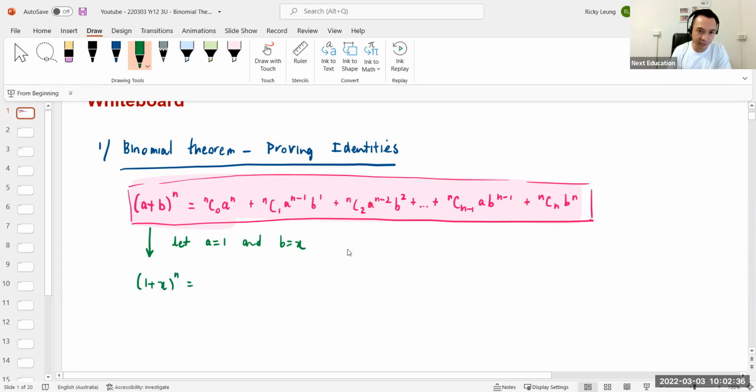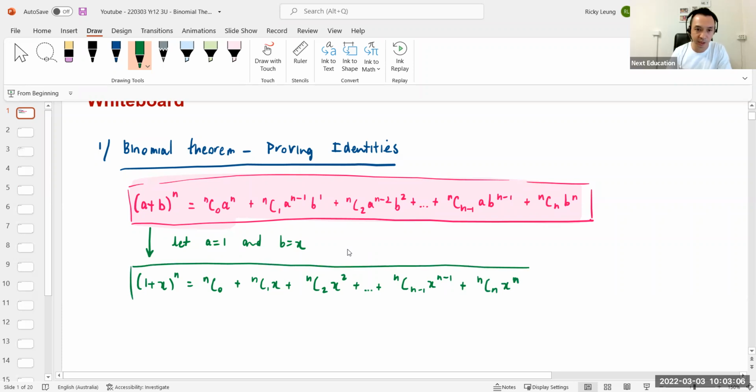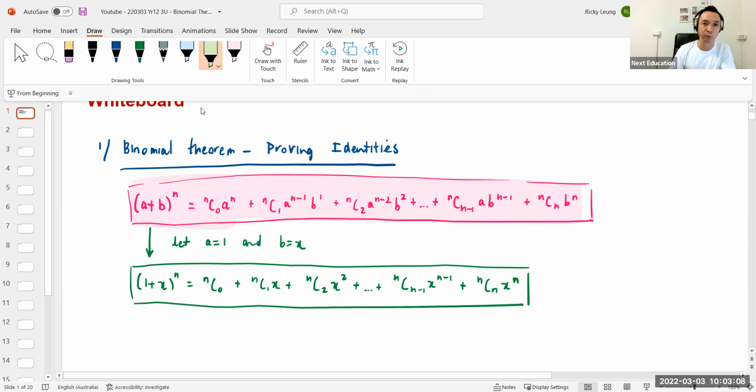So nC0, now a's gone, right, because that's 1. So let's just shortcut that process. nC1, now a's gone, b to power 1, so that's x, plus nC2, a's gone, x squared. So you see a nice little polynomial development, plus nC(n-1) x^(n-1), and then nCn x to the power of n, right? This expression becomes the starting point for, I'd like to say all, but let's not, most, 99% of all questions that we'll see in this topic.